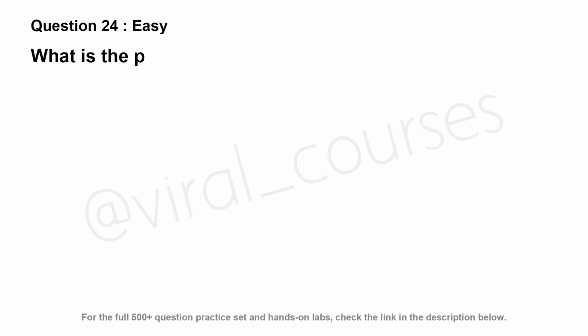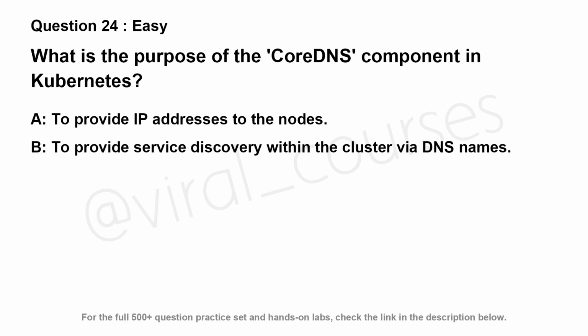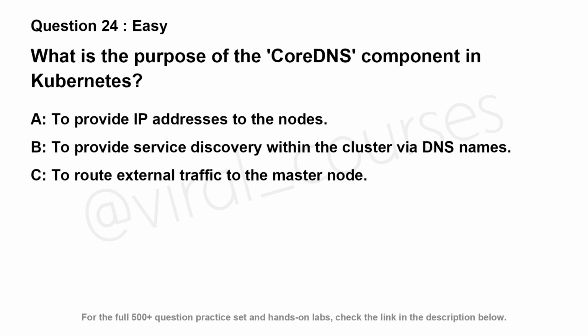What is the purpose of the CoreDNS component in Kubernetes? Option A. To provide IP addresses to the nodes. Option B. To provide service discovery within the cluster via DNS names. Option C. To route external traffic to the master node. Option D. To encrypt traffic between pods.